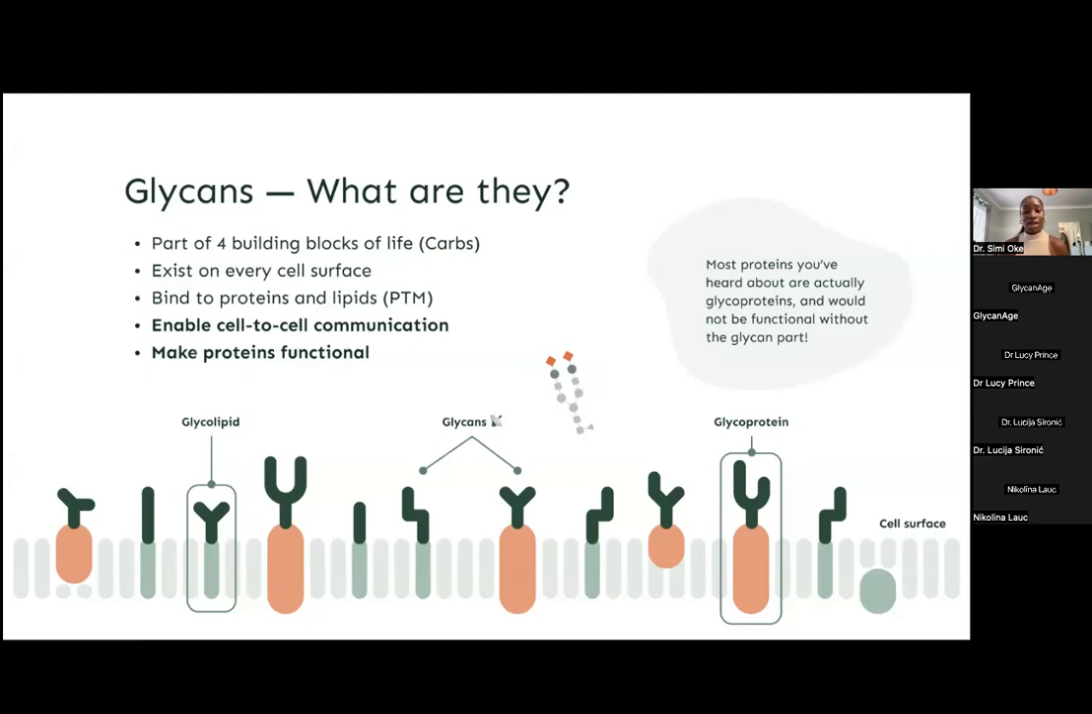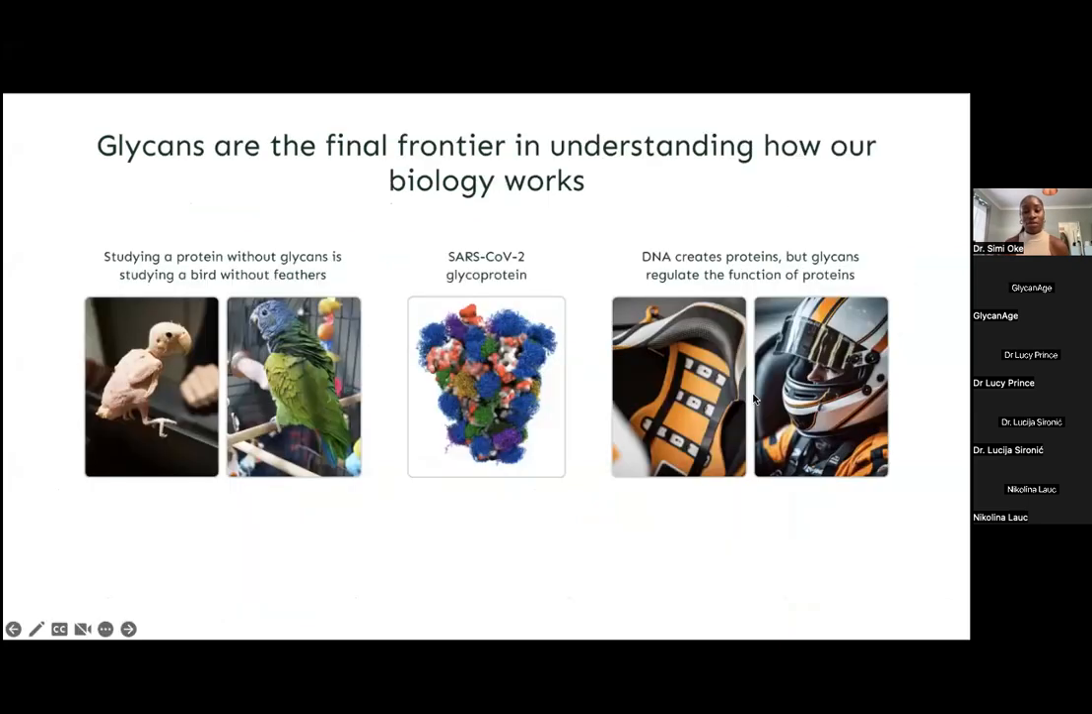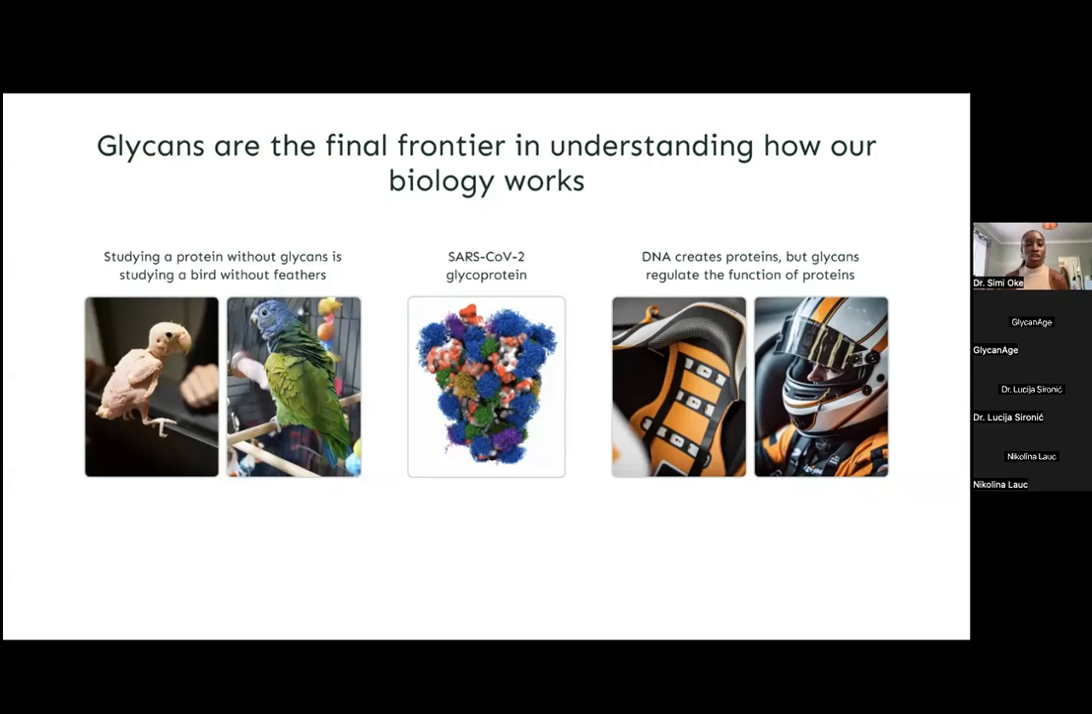One analogy that I like to use is the concept of a bird with no feathers. If we think just about the protein, the naked bird is just the structure. It can function to some extent, but it's not at its full potential. It's only when you add feathers that the bird can actually fly. Glycans are the same with proteins. Proteins are almost like a structure, a framework, but it's the glycans that make them function.